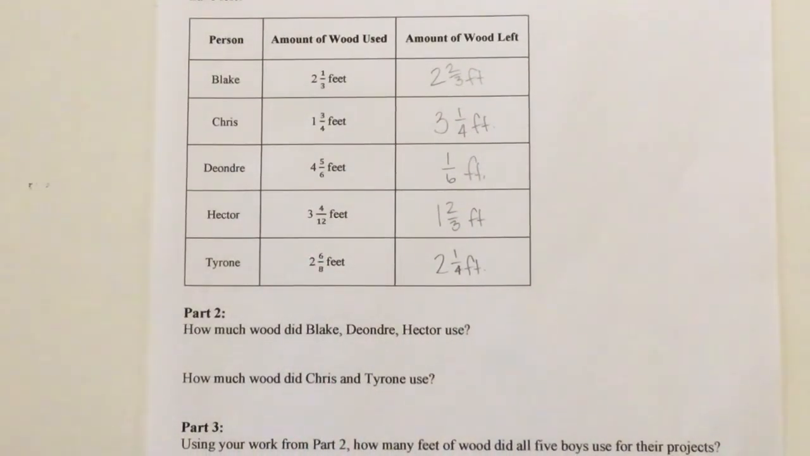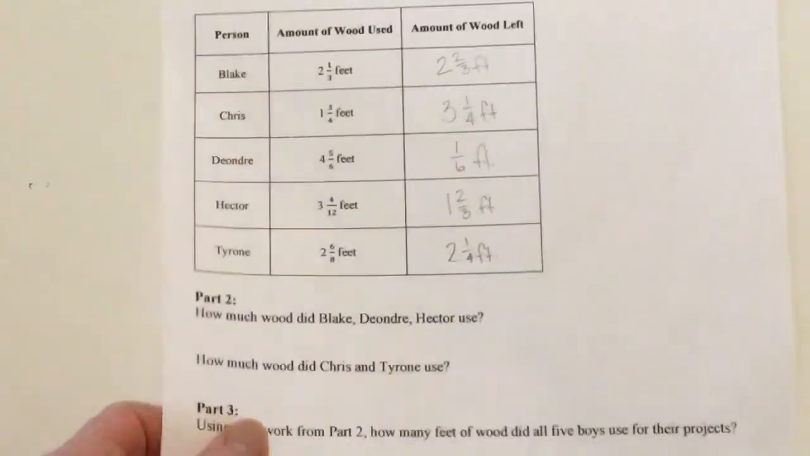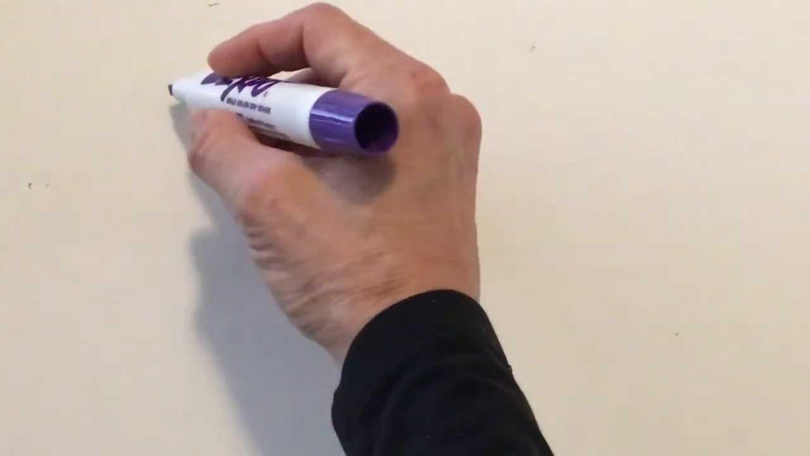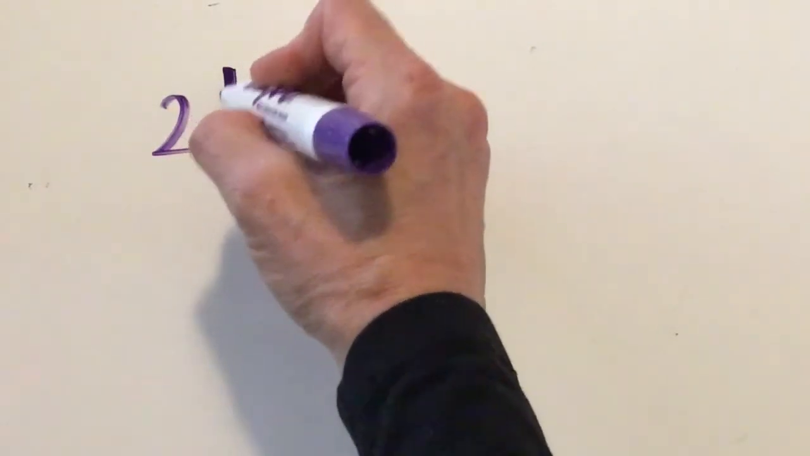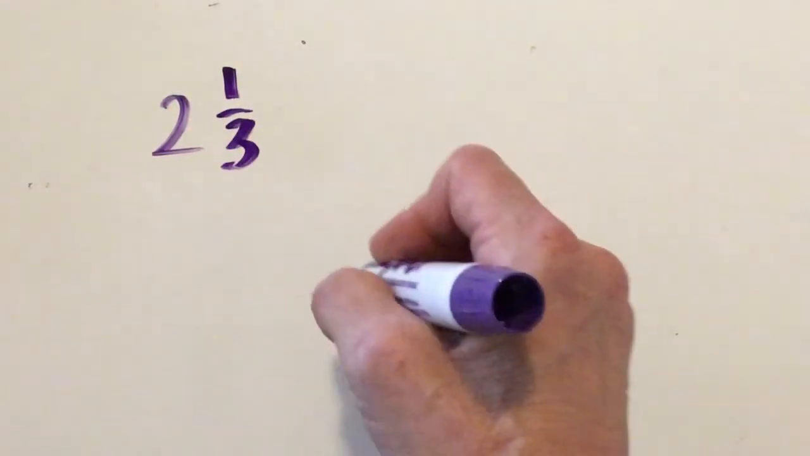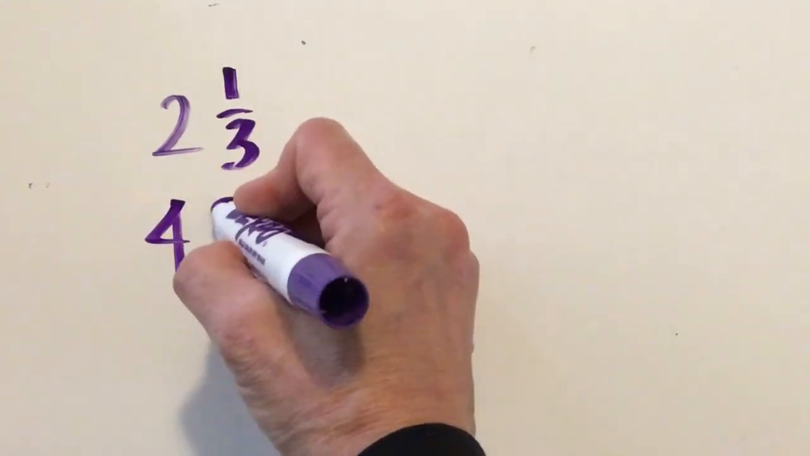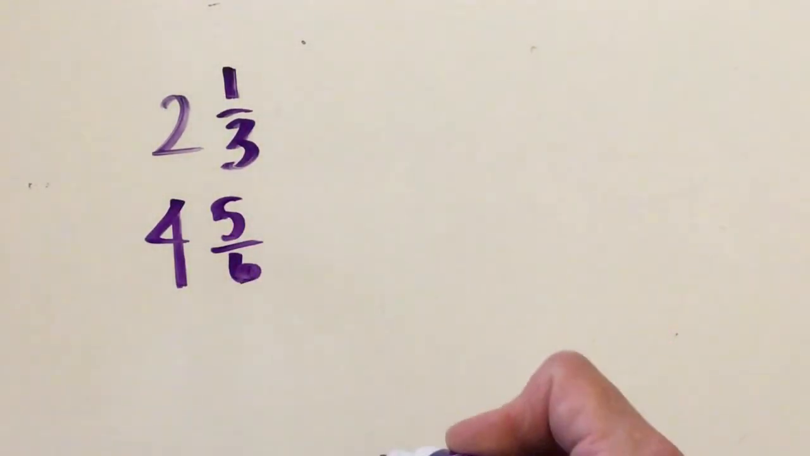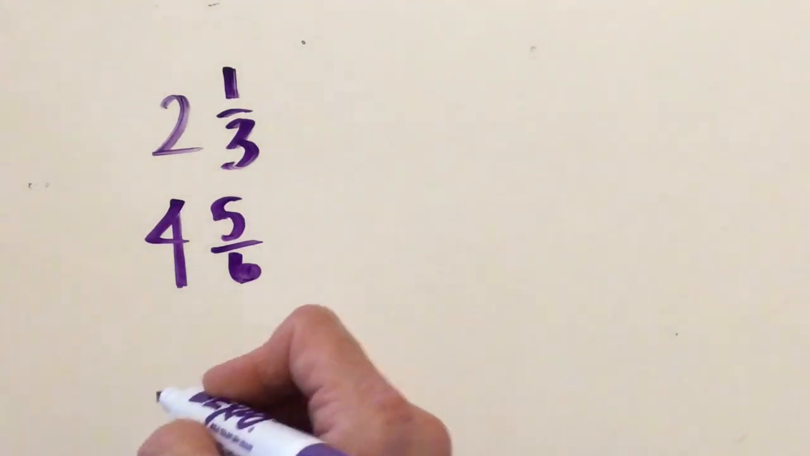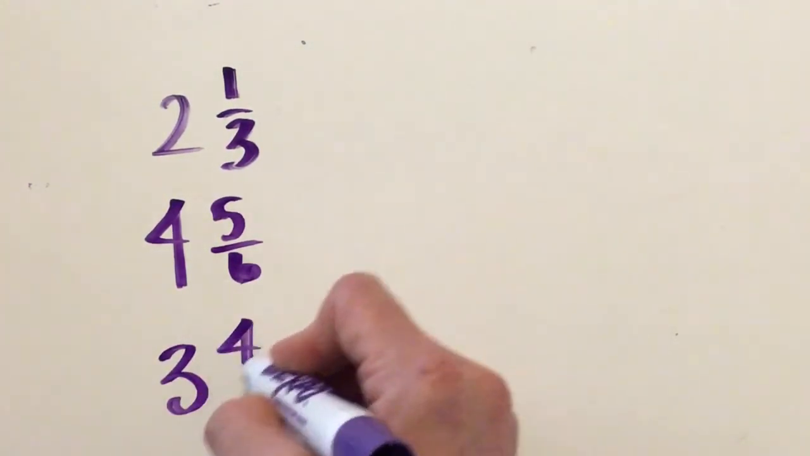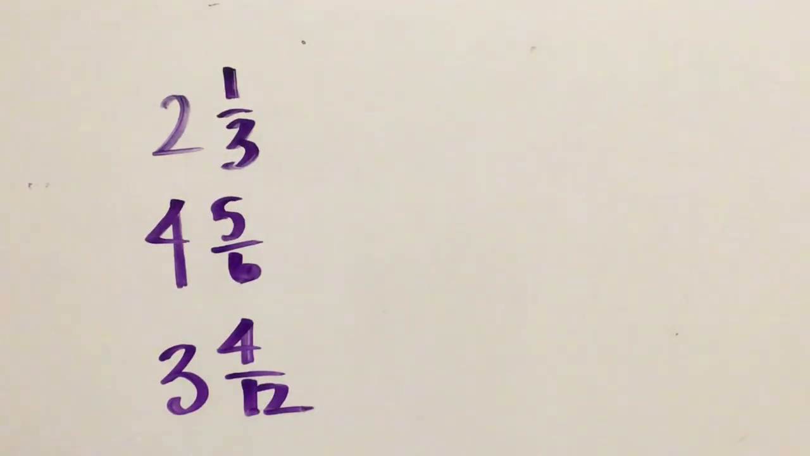So I want to use this first column to figure out my answer. So we had been subtracting, but now they want a total amount of wood that's going to be used. So that means I'm going to need to add these 3 together. So I'm going to move my paper for a second so that you can see the board. So I'm working with Blake had 2 1/3 that he used. DeAndre had 4 and 5/6 that he used. And then Hector had 3 and 4/12 that he used.